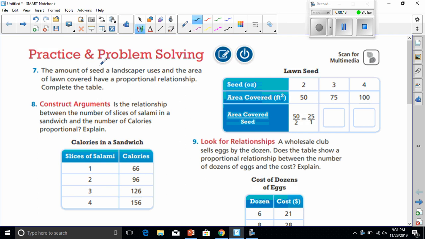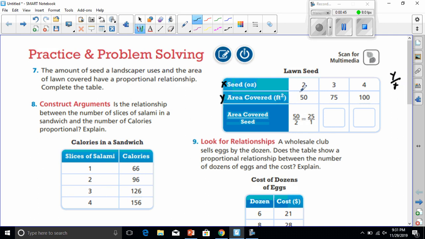The amount of seed a landscaper uses and the area of lawn covered have a proportional relationship. Complete the table. Well, they're telling you the relationship is proportional, so we know that we can count on these all being the same. As you can see here, the first one's always x, and the second one's always y. We always put y over x when solving for a ratio.